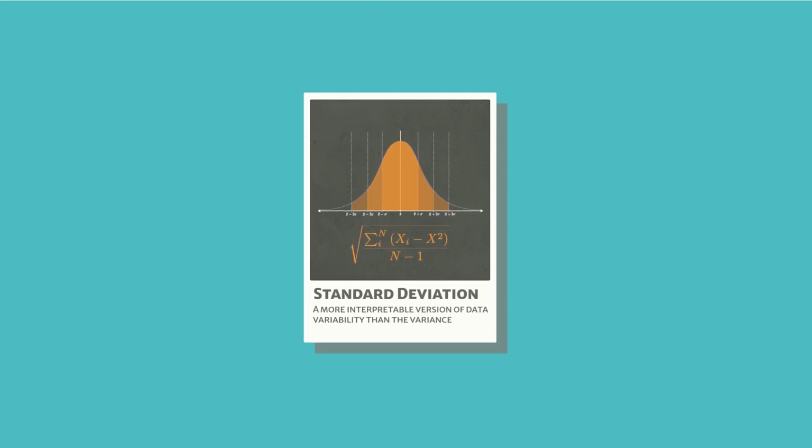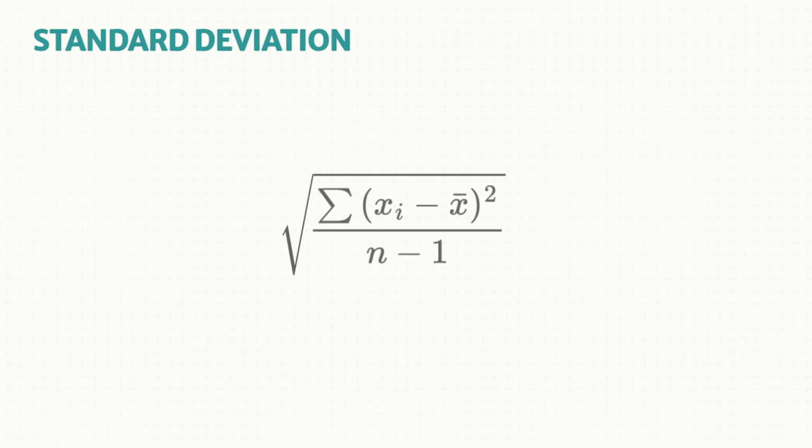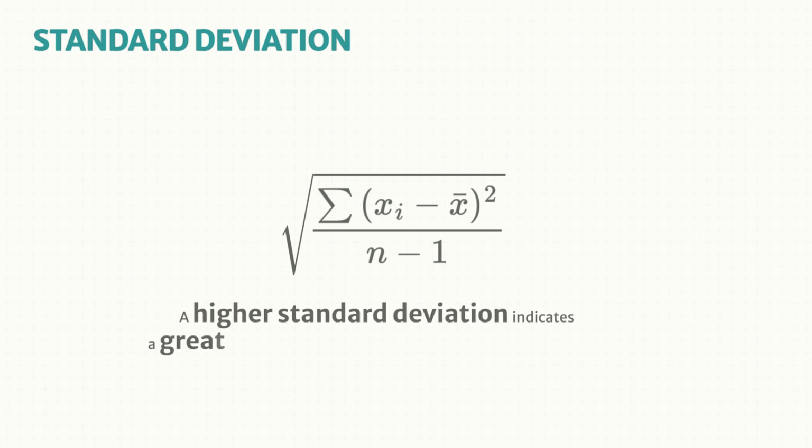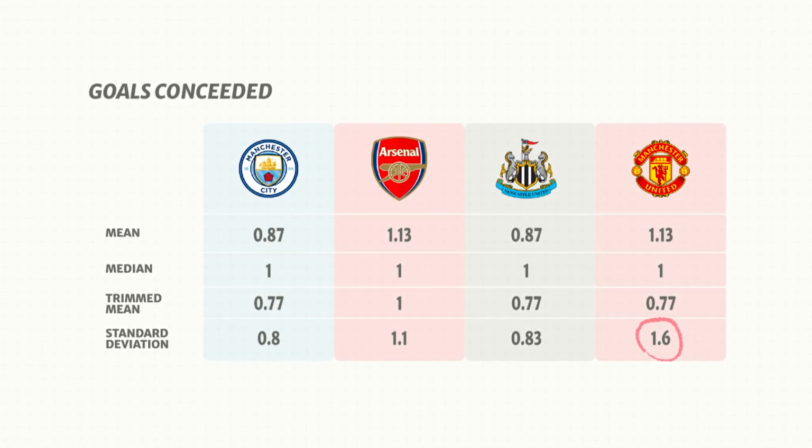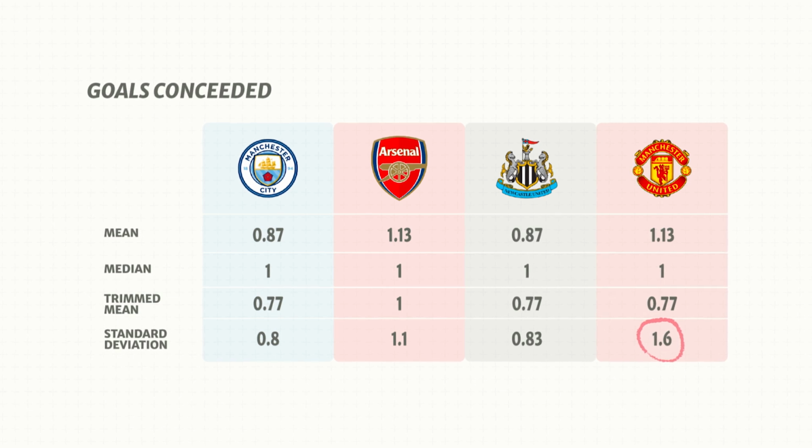To make the variance more interpretable, we can look at its sibling, the standard deviation. It's simply the square root of the variance, returning the statistic to the same unit as the variable being measured. A higher standard deviation indicates a greater dispersion of goals conceded. And we can see that the standard deviation quantitatively captured the large spread of goals conceded by Manchester United that we saw on the graph.